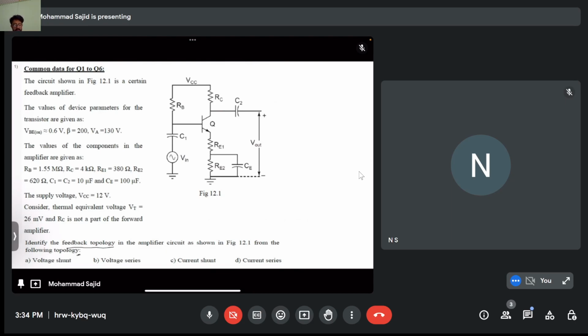Take your time, you don't have to make haste. You can look at the circuit and answer this. First, identify which resistor. I will give you a hint: one resistor is applying feedback. So identify the resistor first, then understand which type of feedback topology it is.